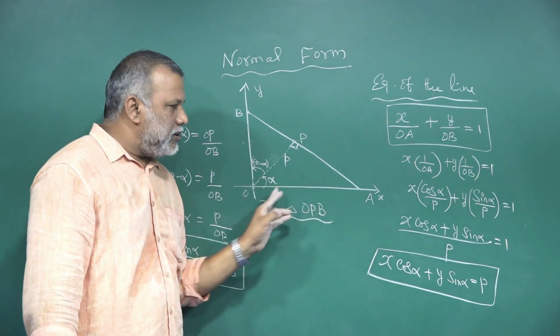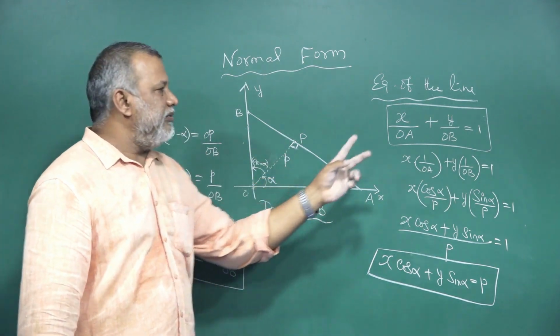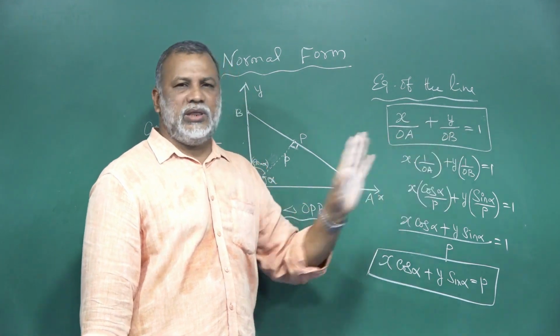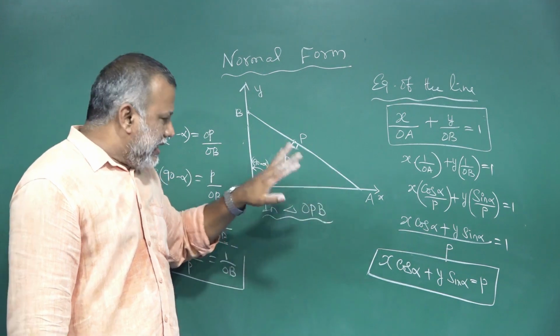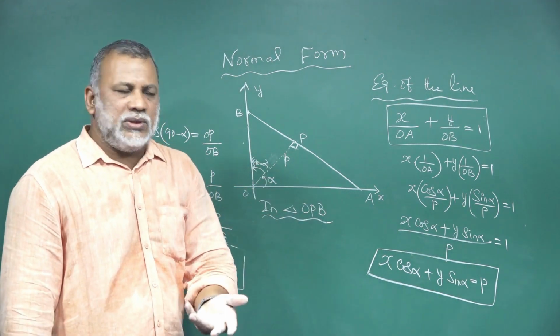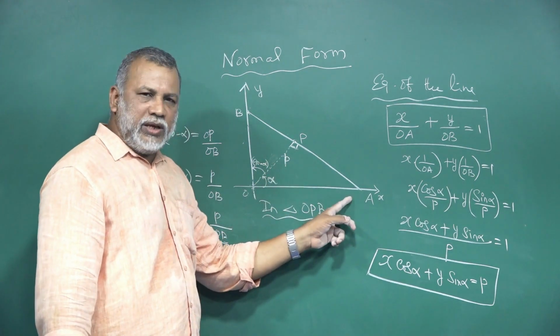Simple. Here we have two right angled triangles. In that right angle triangle, we need to find the value of OA. That means 1 by OA, 1 by OB. That is the logic. See here, we need to find OA. That means relate OA with this one. Here OP is the known value. That means we need to find OA.